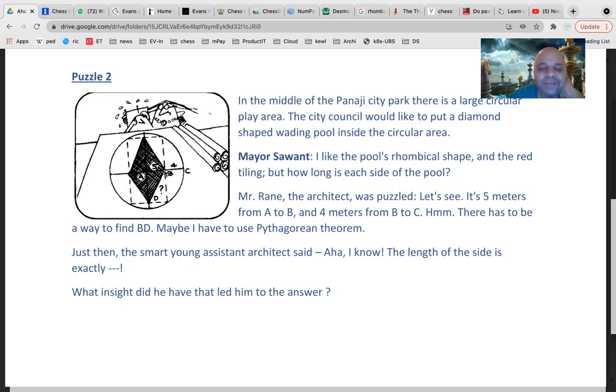And once you know D to B is 9, then all sides of the rhombus are equal to 9. So this is the easy way to do it, without calculating, without doing squares, subtraction, addition. This is just applying the logic, and this is the answer that the smart young assistant of the architect got. Okay, so you didn't have to calculate anything.